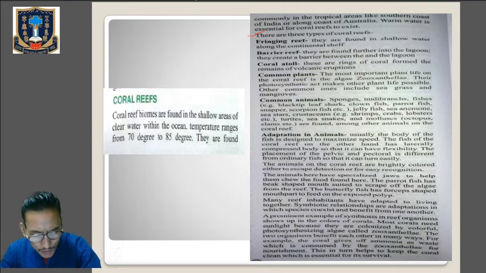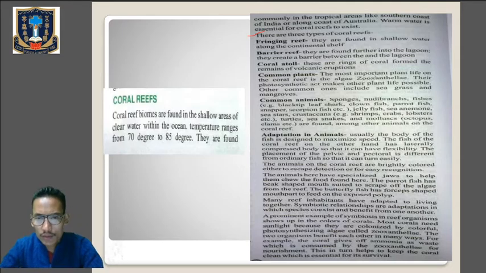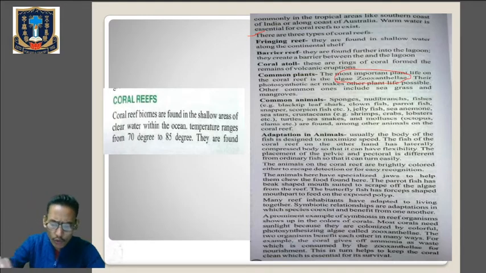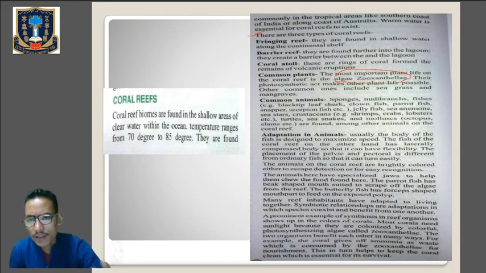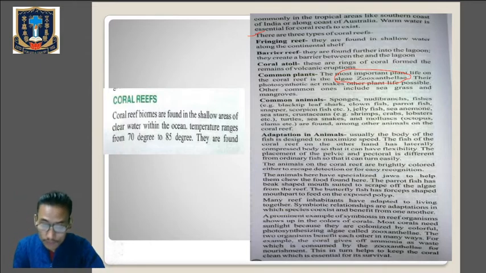Now what are the common plants? The most important plant present in the coral reef biome is the algae zooxanthellae. Remember this one. Their photosynthetic activity makes the life of other plants possible. Due to the presence of the algae zooxanthellae and the photosynthesis performed by this algae, the existence of other plants is possible in this coral reef biome. The other plants include seagrass and mangroves.